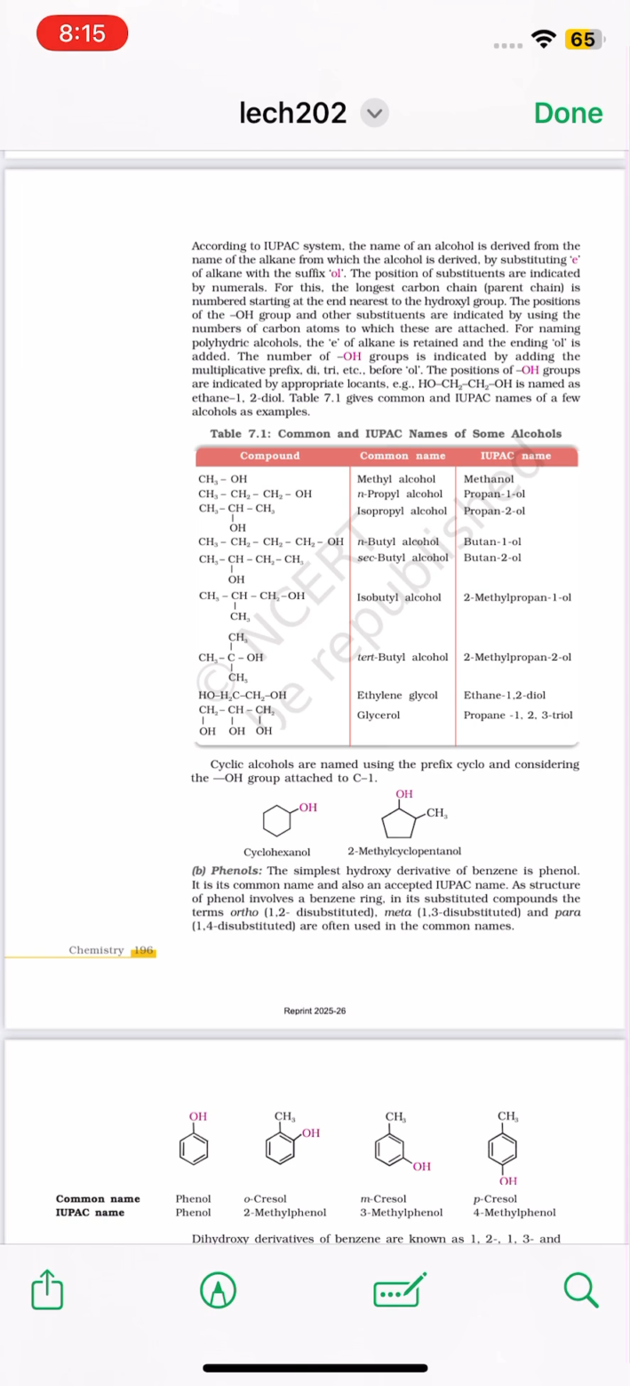Example, HOCH2CH2OH is named as ethane-1,2-diol. The table gives common and IUPAC names of some alcohols as examples. Cyclic alcohols are named using the prefix cyclo and considering the OH group attached to C1: cyclohexanol and 2-methylcyclohexanol.